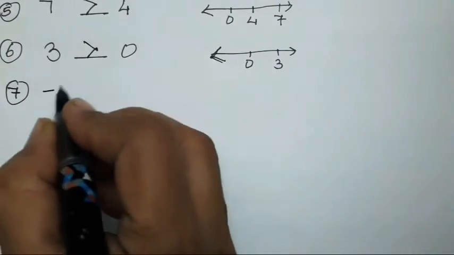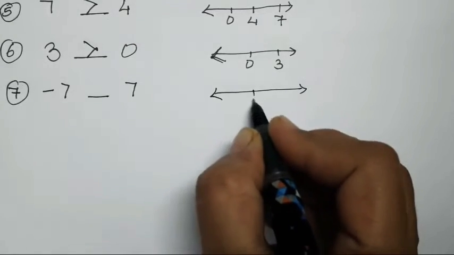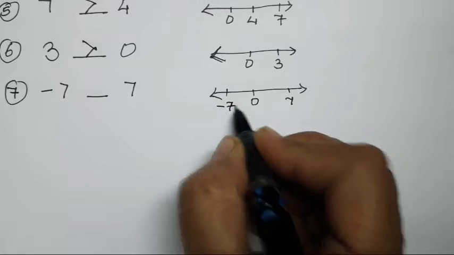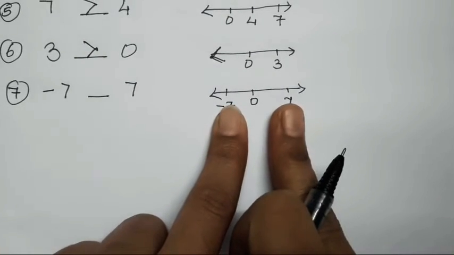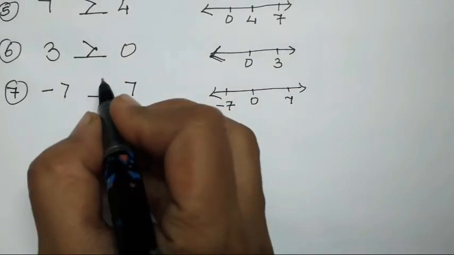Seventh one is minus 7 and 7. So again I will draw a number line. 0 यहाँ पे आएगा, positive number 7 यहाँ पे आएगा, negative number 7 यहाँ पे आएगा. So which one is going to be greater? This one. Always right hand side finger will be greater.